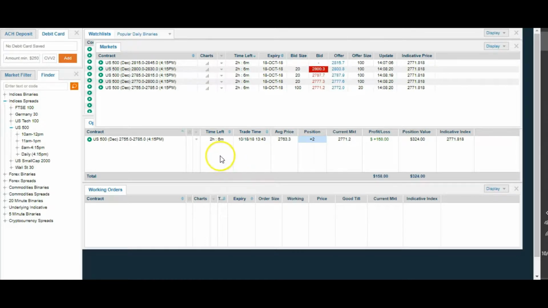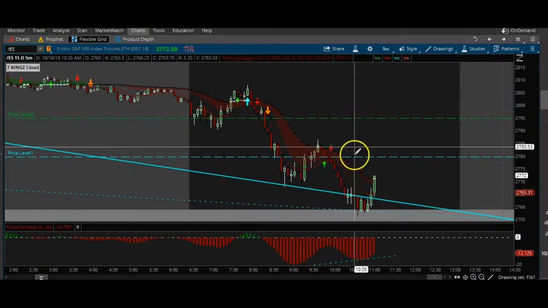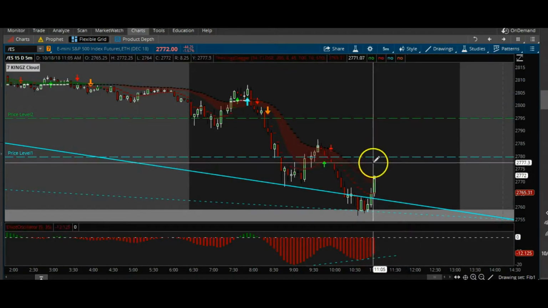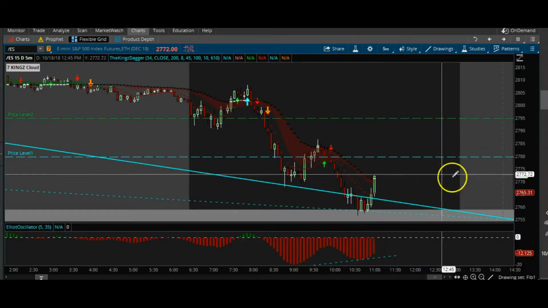Alrighty, it's been about another 5-10 more minutes, and we're making a good amount of progress. We're getting a lot closer to our target. As you can see, we're getting closer to it, and so we'll be looking to take one contract off the board when we get there.